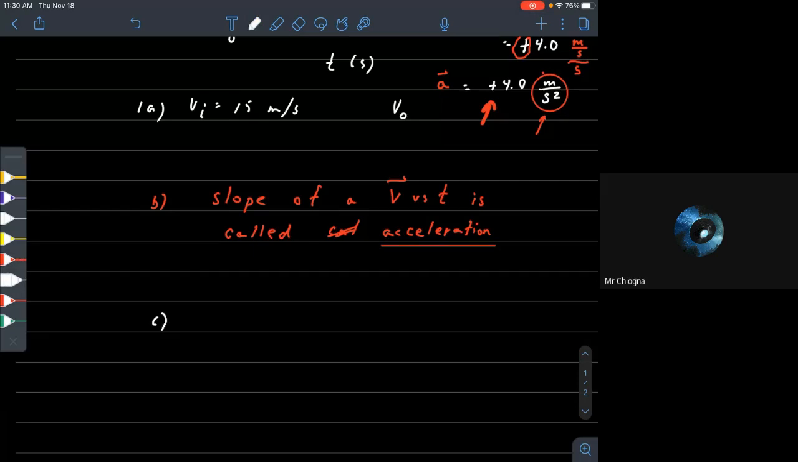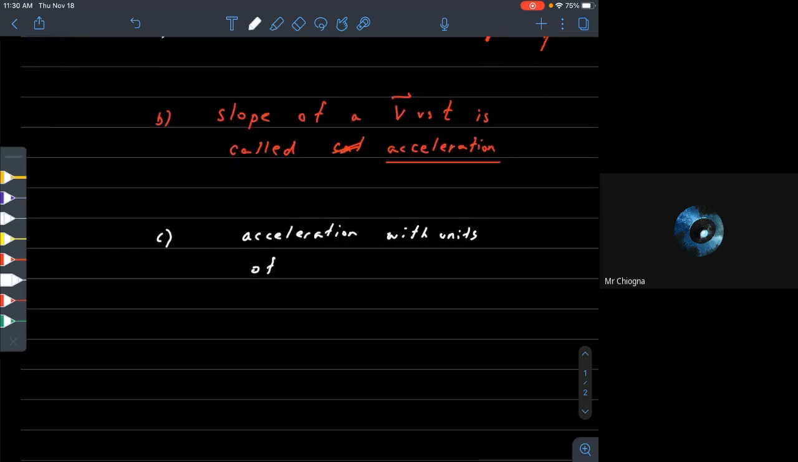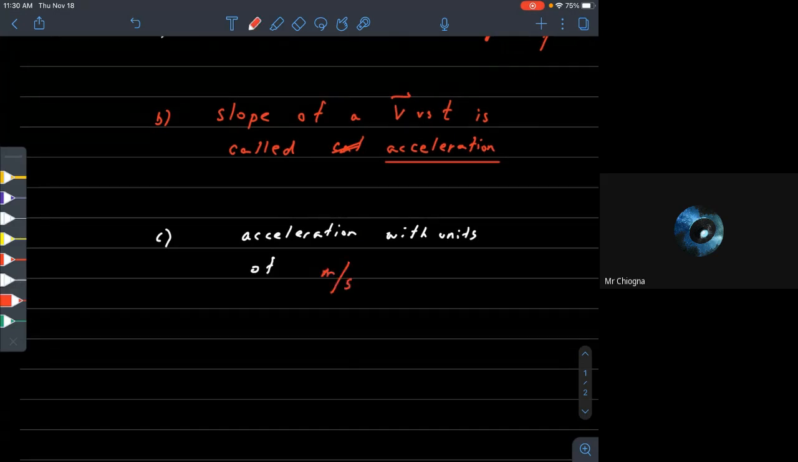What property of the moving object does the slope represent? I just mentioned it, acceleration. With units of meters per second squared. This, by the way, is not wrong. If you wrote it like this, it's not wrong. It's just sloppy. It's not the abbreviated form.